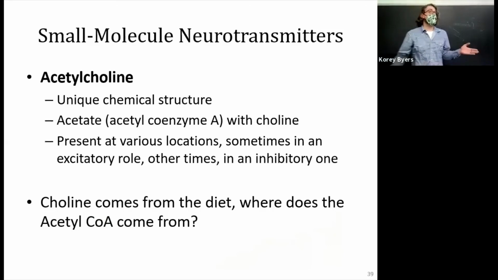One that we've already talked about when we talked about muscles and the heart is acetylcholine. It has a unique chemical structure, acetate, which is acetyl coenzyme A, with choline. It's present at various locations. It can be excitatory, but in the case of your heart, it can be inhibitory, it can be the brakes. But when we talked about muscle contraction, it was excitatory. It caused your muscles to contract when that was released, or caused calcium to flood into the cell to cause contraction. Choline comes from the diet. Think about acetyl coenzyme A.